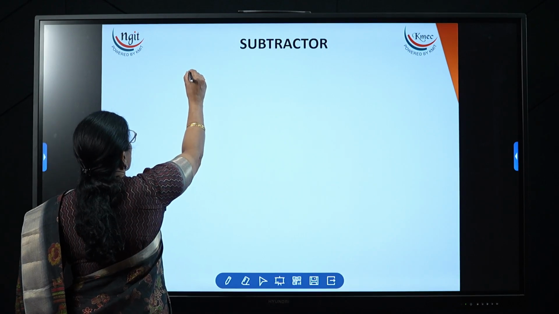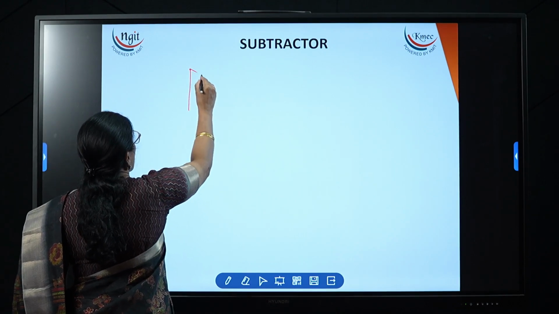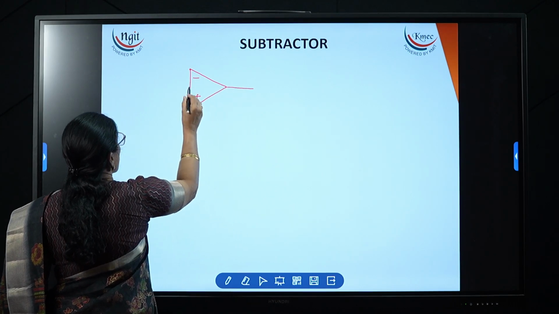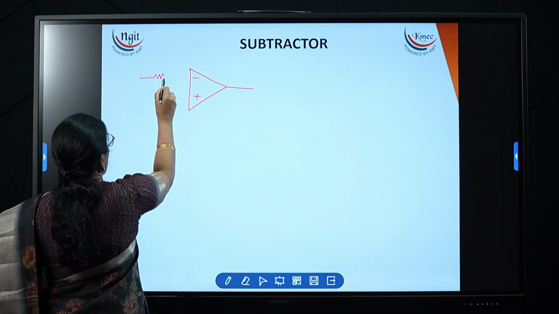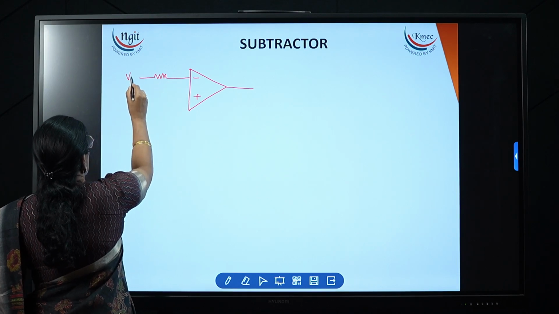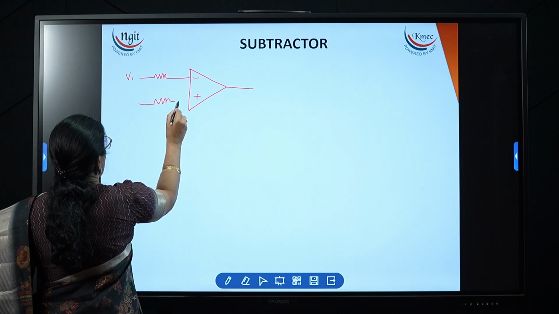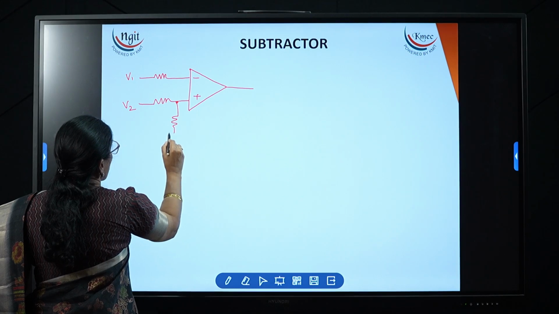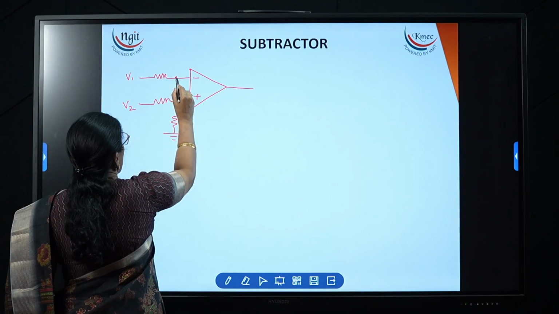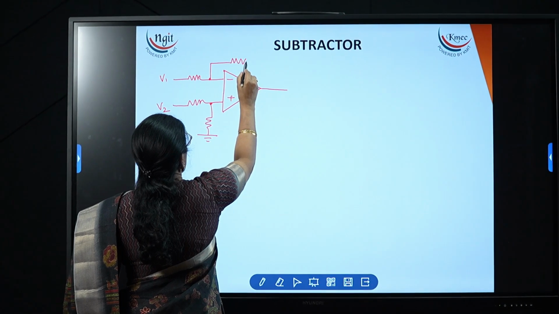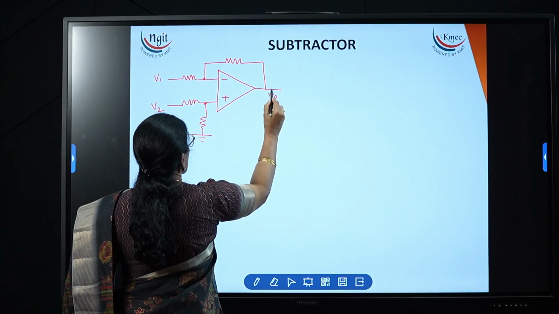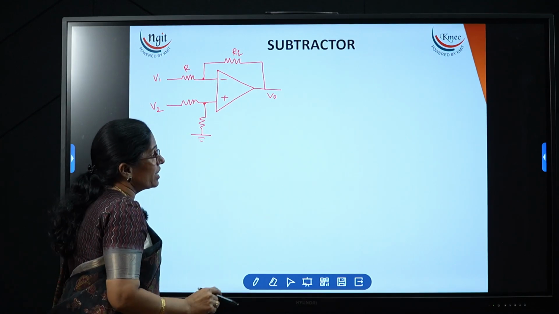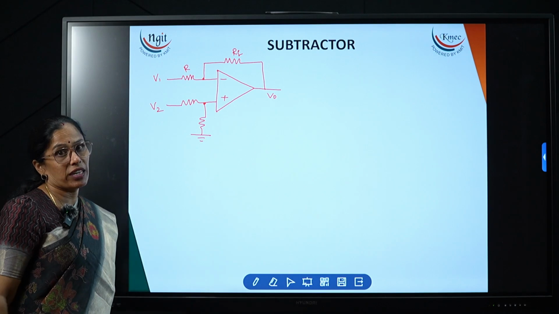Now subtractor means what? Two inputs we need to give, to the inverting and non-inverting terminals, for plus and minus. For the inverting terminal I am applying the V1 voltage, and for the non-inverting terminal I am applying the V2 voltage, and the non-inverting terminal is also connected to the ground through a resistor, and for the inverting terminal a feedback resistor is connected from the output, so RF.